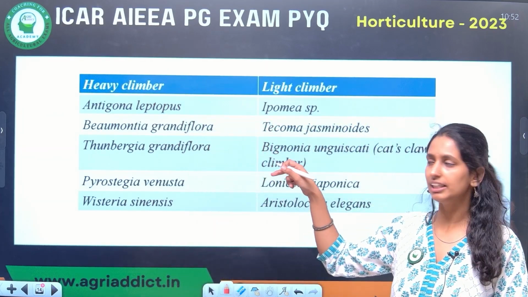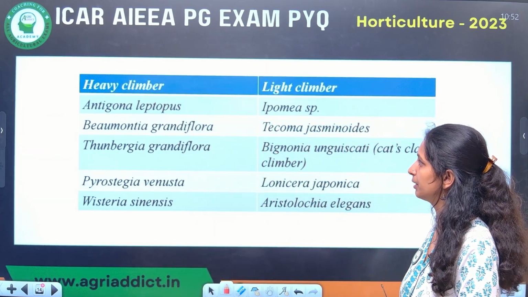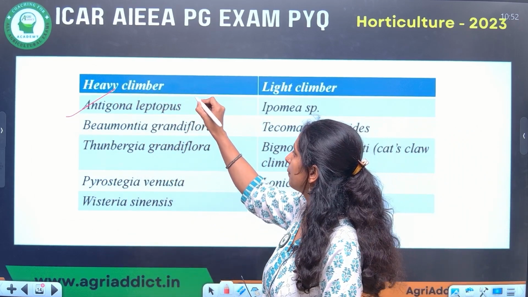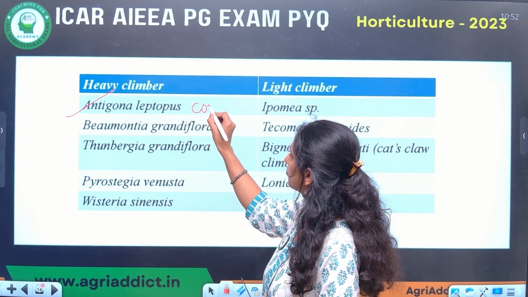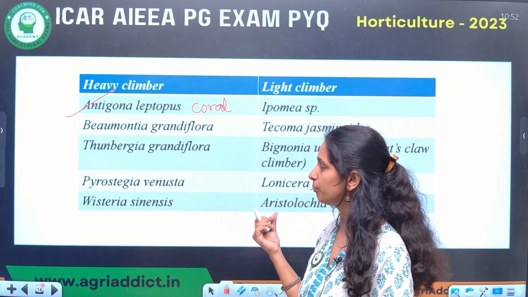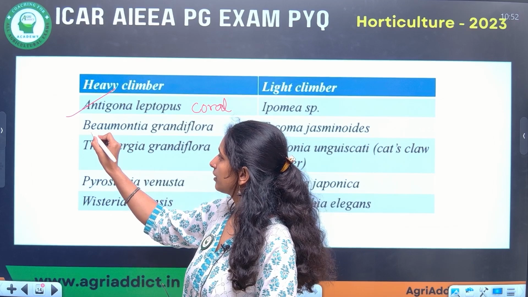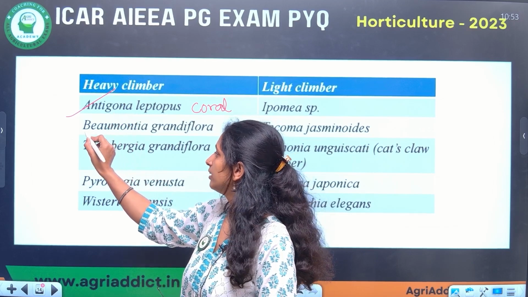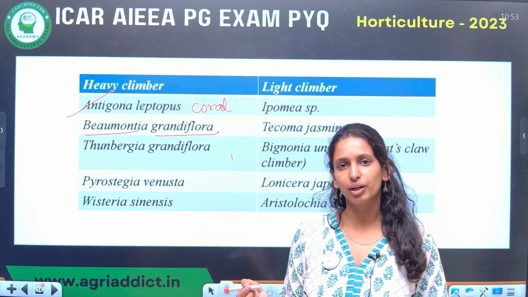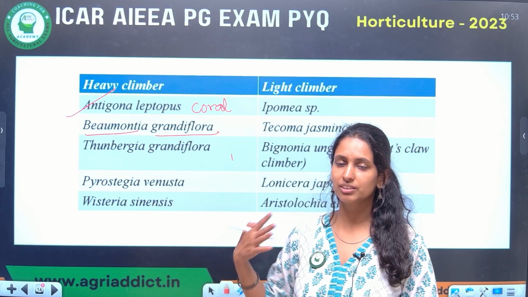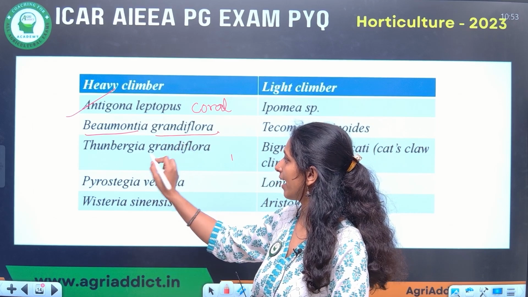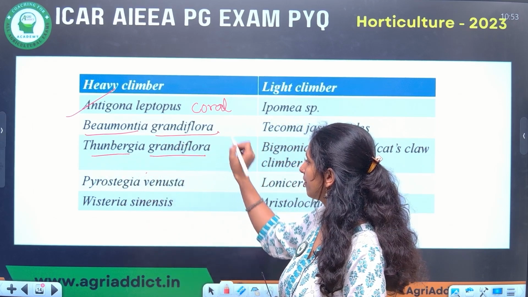I have given the list of climbers, that is heavy climbers and light climbers. Heavy climber, Antigonon leptopus. This is called as lover's creeper or coral creeper. Coral creeper. It will be having pinkish flowers and very small beautiful flowers. This will be having very much luxuriant growth. Then Bignonia grandiflora. Here I can give one hint. If it is having grandiflora, you think it is a heavy climber because it is having very large leaf and also very large growth. Here both Bignonia grandiflora and Thunbergia grandiflora, they are heavy climbers.